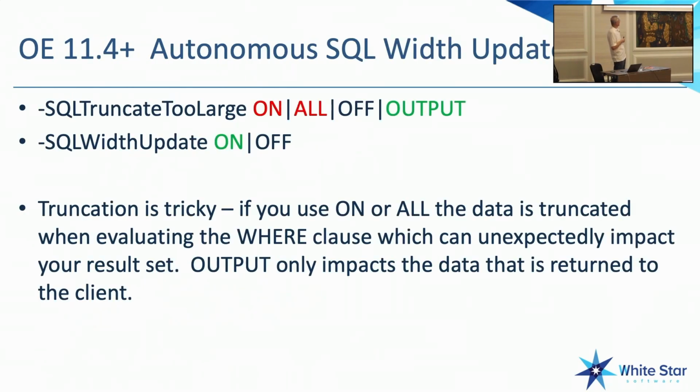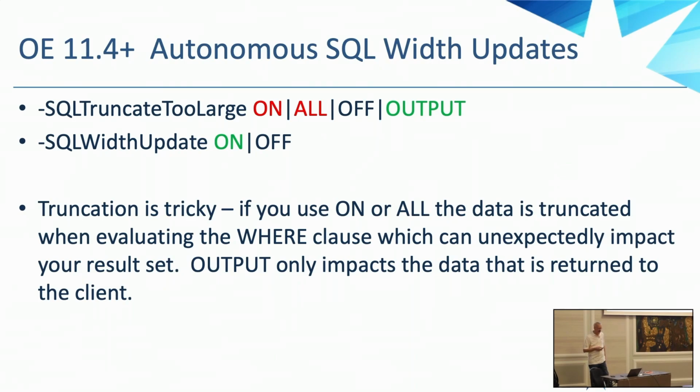Starting with 11.4, Progress introduced a bunch of database startup parameters and options that will autonomously make this change. So it'll do it continuously through the day. And there's a couple of different ways it can work. One is that when you read the data, then Progress can just truncate it to whatever the defined width is. And so the SQL client thinks that the 30-character field was only 30 characters, even though you stuffed 800 characters into it. That's one way to do it, maybe not the best way.